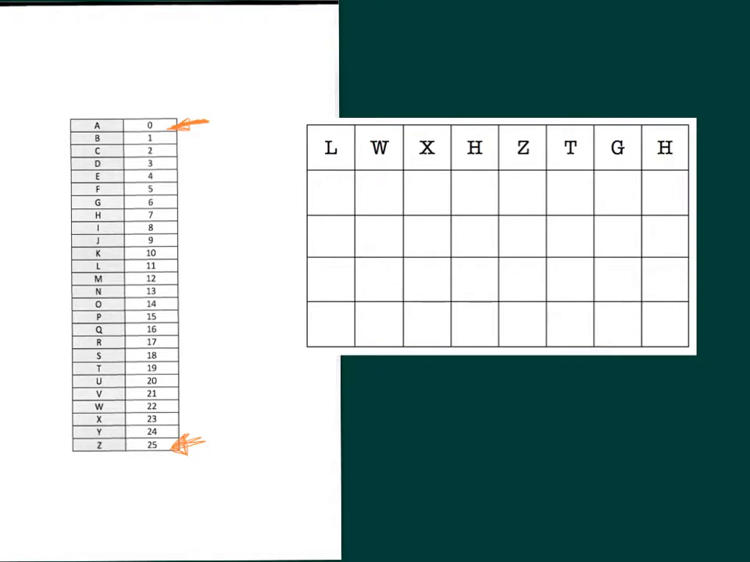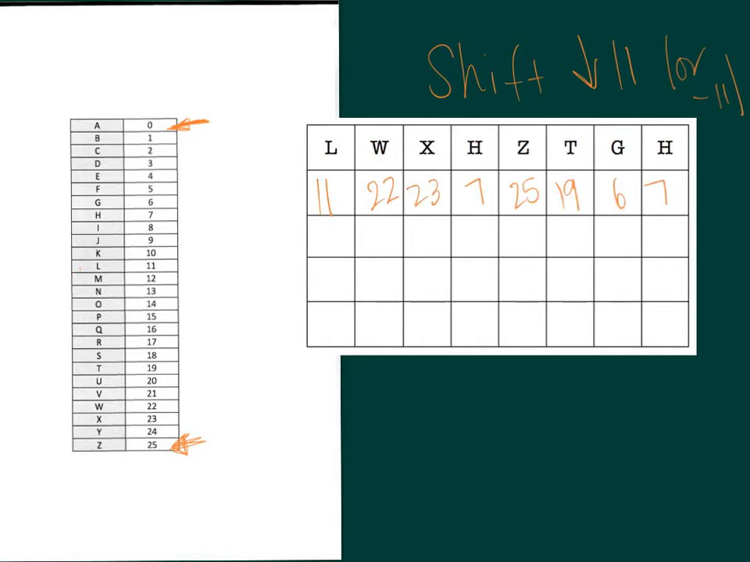We are going to decode this cipher, and we know that when the cipher was made, everything was shifted down 11. We will start off by taking each letter that is given and writing its numerical value. So L in our chart, we see here, is 11. So we'll write down 11. We'll continue with W is 22. X is 23. And so on and so forth.